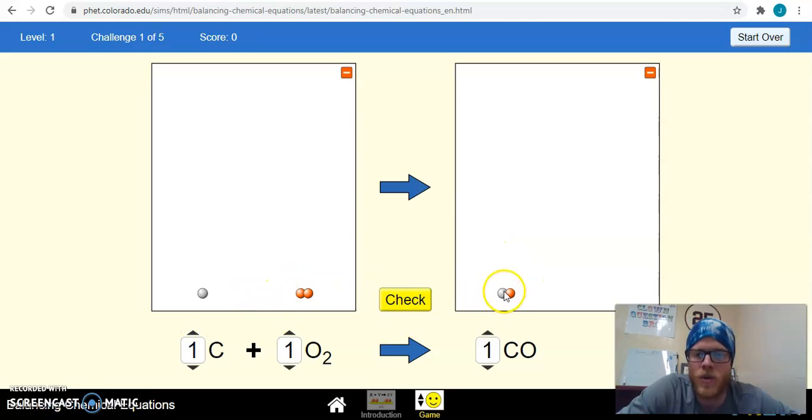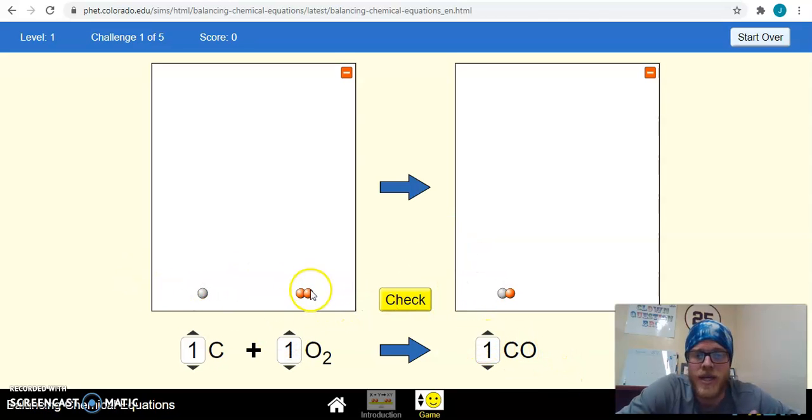Okay, and our goal is we need to make the same number of atoms on the left as there is on the right. Right, because in nature, when you have a chemical reaction, nothing is created, nothing is destroyed. So like right here, if we look at this, there are 3 atoms on the left and there are only 2 atoms on the right. That doesn't work. That means that one of these atoms just magically disappeared, and that doesn't happen. Okay, so we need to figure out a way to balance this.